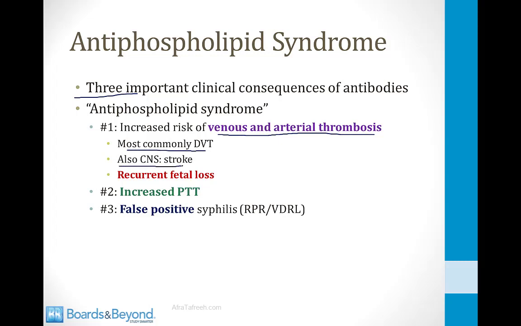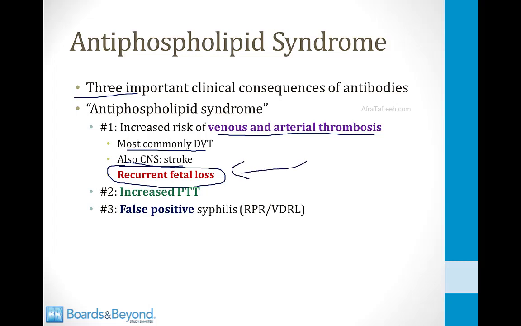Most commonly, this presents as a deep vein thrombosis, although it also commonly presents as stroke from thrombosis in the central nervous system. Another hallmark of the antiphospholipid syndrome is recurrent fetal losses. The mechanism is believed to involve thrombosis of the placenta, although other factors are also important. But any woman who has several unexplained fetal losses often undergoes a workup for the antiphospholipid syndrome. That is a hallmark of the disorder.